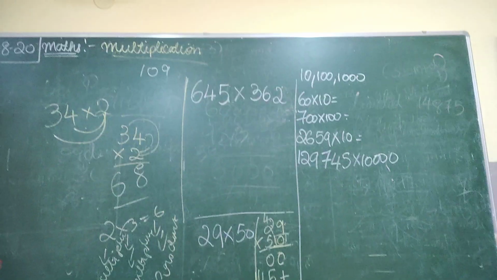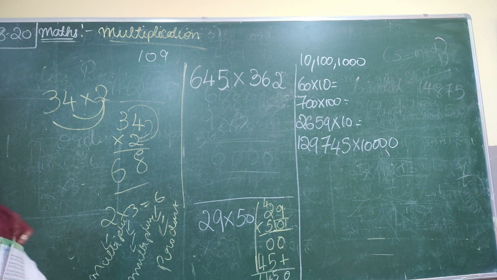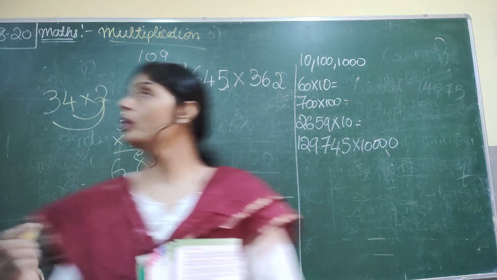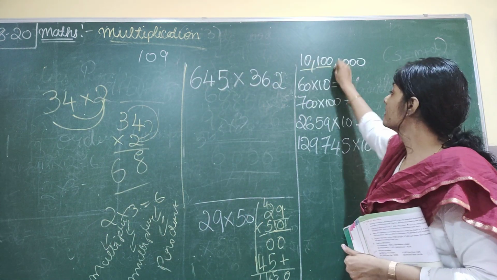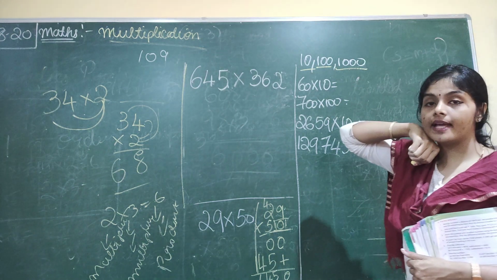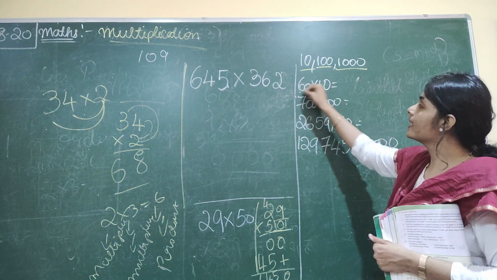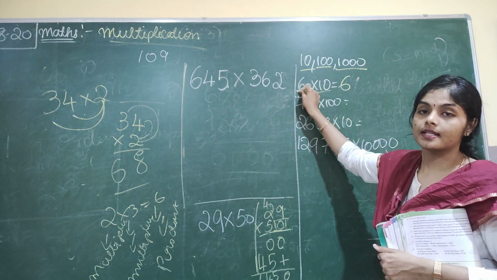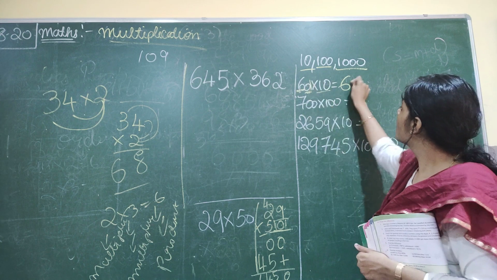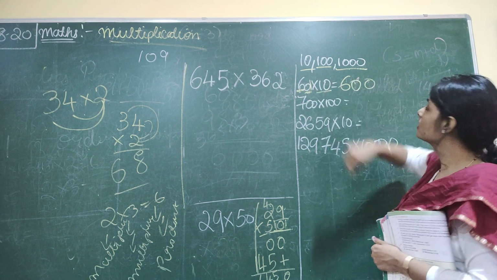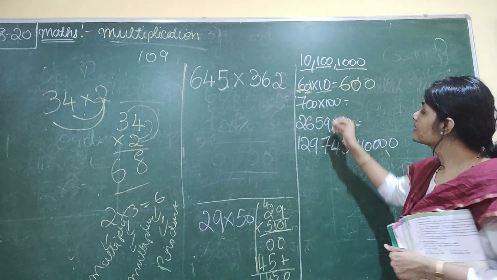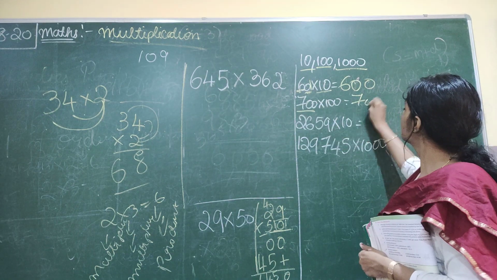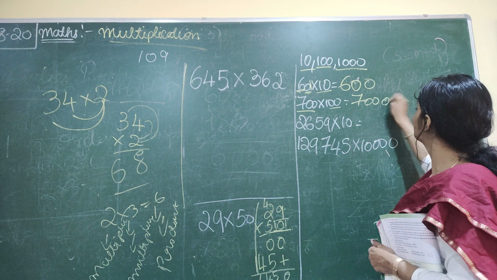Now next, we are going to multiply with 10, 100, 1000. Got it, children? How are you going to multiply with 10, 100, 1000? How are you going to multiply with that? 60 into 10 if they give you, take 6. How many zeros are there here? 1. Here another one. 600. Next you have 700. Let 700 be written as it is. How many zeros do you have? 2.